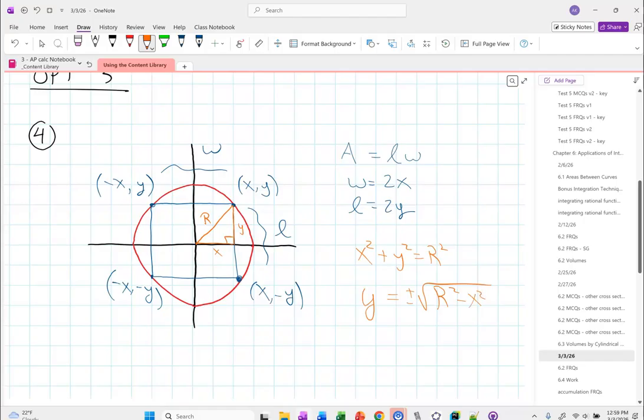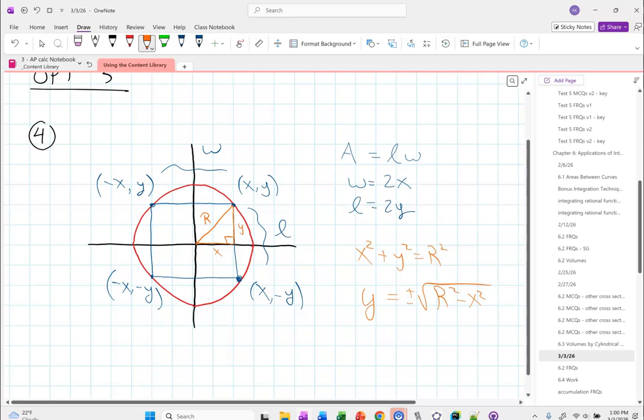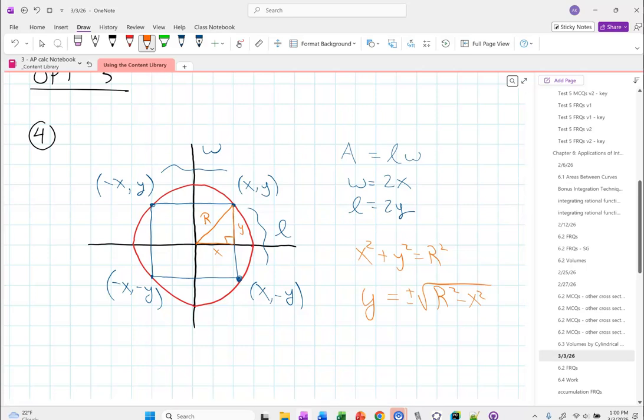Yes, sir. Wouldn't length and width be the same size? Well, I drew it as a square. It doesn't necessarily have to be a square, though. How could it be in a circle? Right? That's still a rectangle inscribed in the circle. Is that okay? Okay.